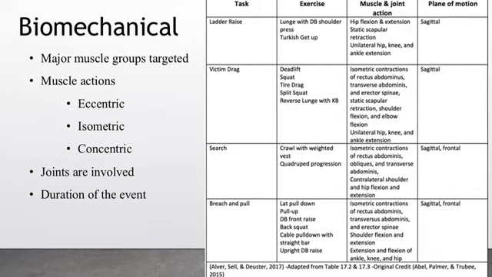These are just a few of the questions you need to think about when you're trying to decide what are the major movement patterns for my sport. What are the big muscle groups that are targeted? What kind of muscle actions dominate this? Eccentric, that lengthening of the muscle. The isometric, that contraction, that's a steady, still contraction. And then the concentric, where your muscles are shortening.